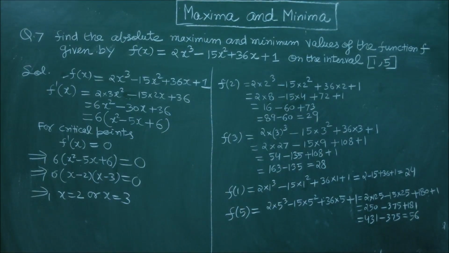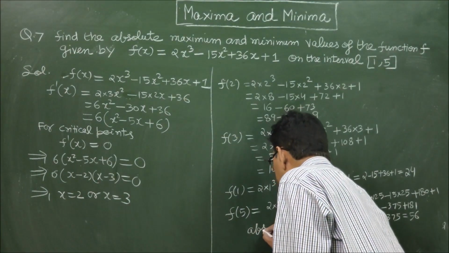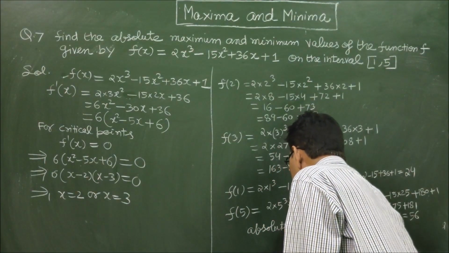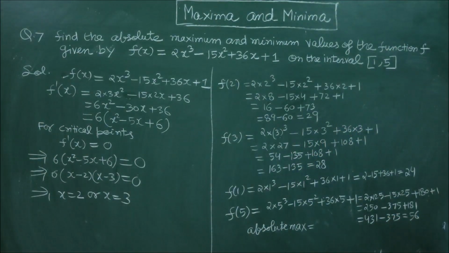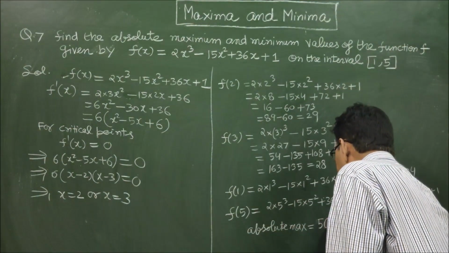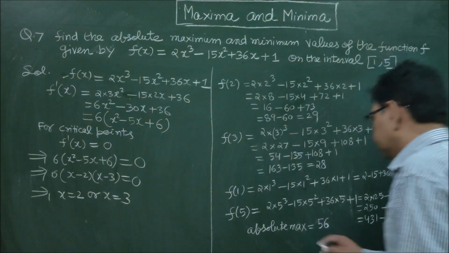Now let us check which is the maximum, the highest value. The highest value is 56. So the absolute maximum value is 56, and the absolute minimum value is 24.